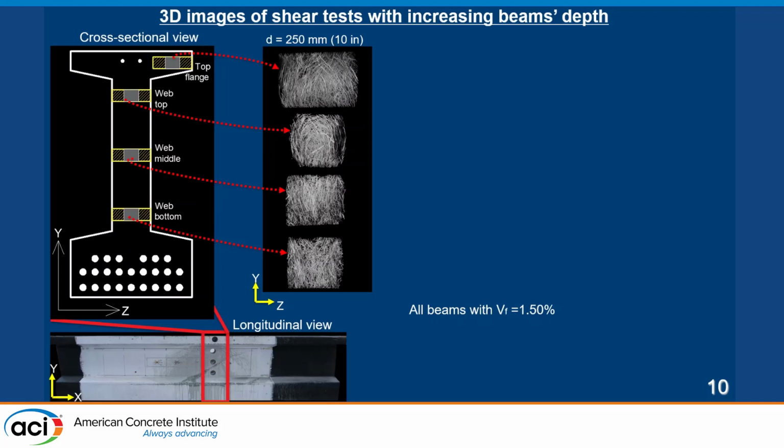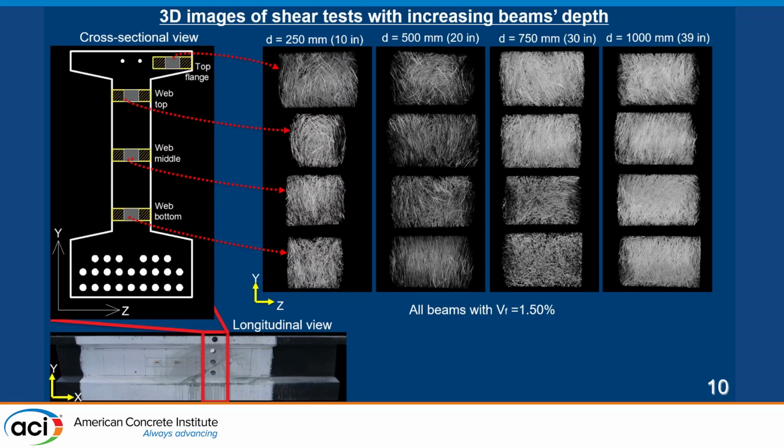in theory for shear. So in this figure, I'm showing the CT scans that were done for the beam that has 250 millimeters, and then in here I'm showing the scans of the beams that had 500 millimeters effective depth, 750 millimeters effective depth, and 1,000 millimeters effective depth.